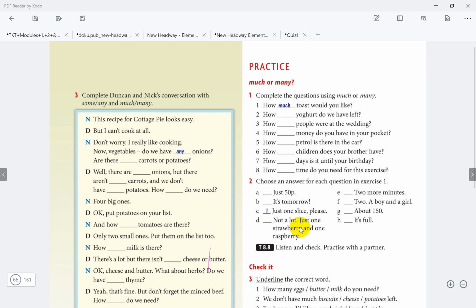So, today we will have some topics to talk about. First, we will resume our exercises regarding much and many. So, we have here the practice. Complete the questions using much and many, as we said, much for uncountable, many for countable.